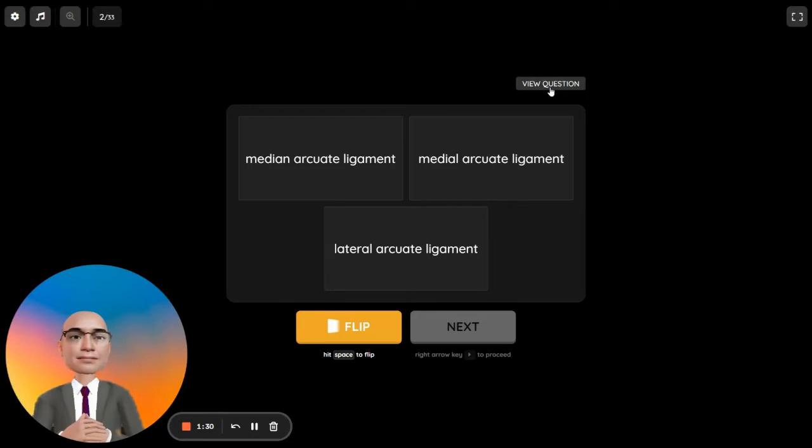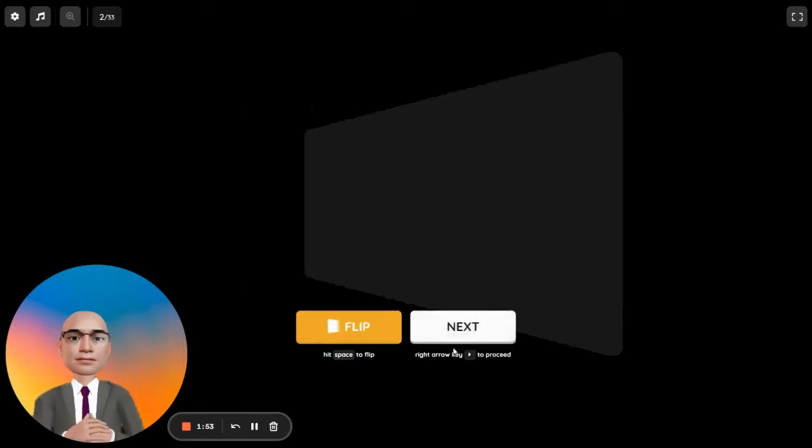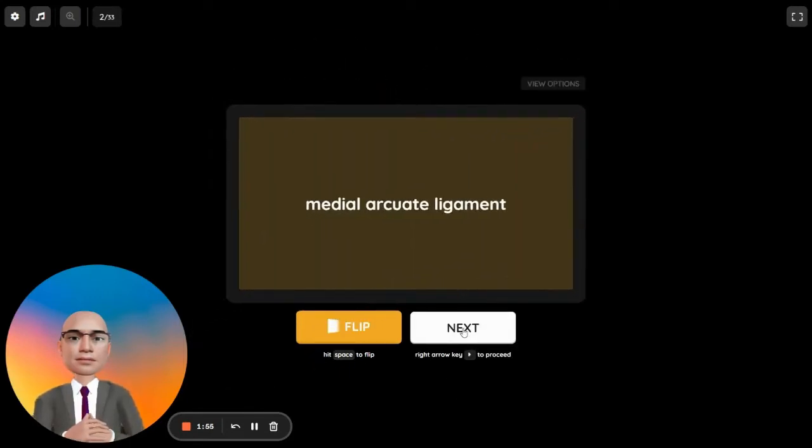So it is the upper margin of sheath of the psoas major muscle, whereas the lateral arcuate ligament is the upper margin of sheath of quadratus lumborum muscle. Correct answer was medial arcuate ligament.